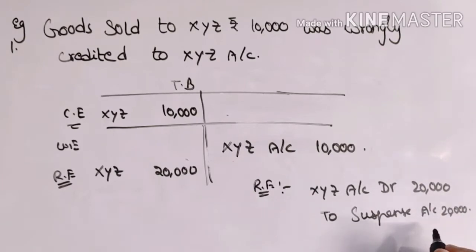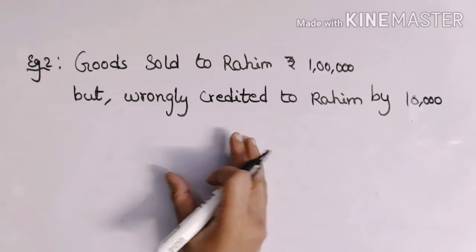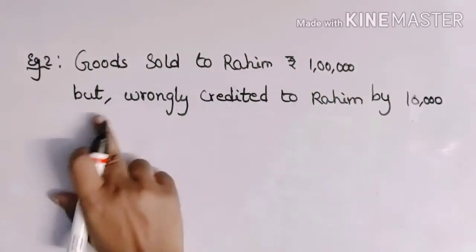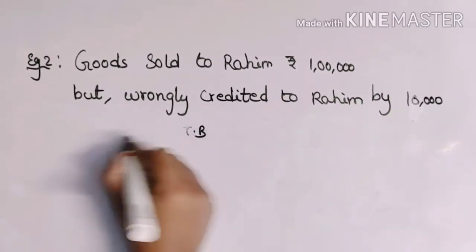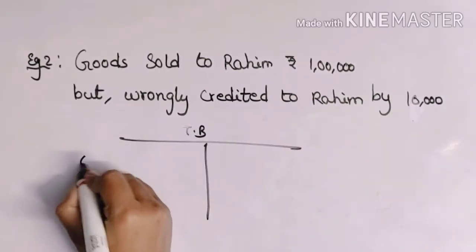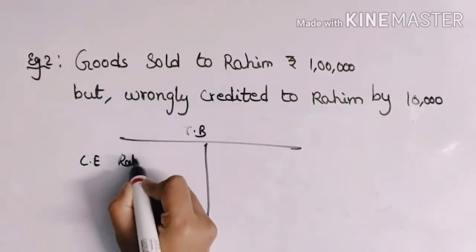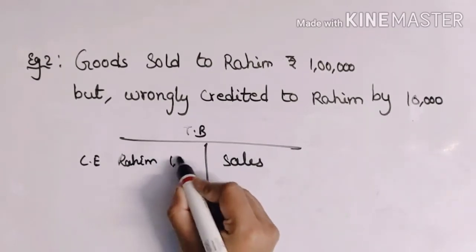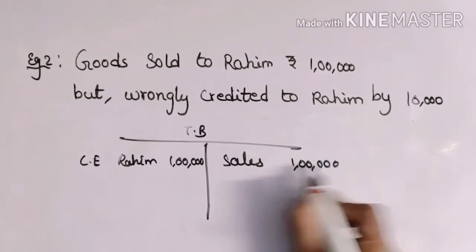Okay. So this is another example. It is a totally different model. So now the question is, goods sold to Rahim rupees 1 lakh but wrongly credited to Rahim by 10,000. So simply draw a trial balance like this. And what is the correct entry? Goods sold to Rahim. So Rahim account debit to sales account. What is the amount? 1 lakh rupees. 1 lakh and 1 lakh. Okay, this is the correct entry.